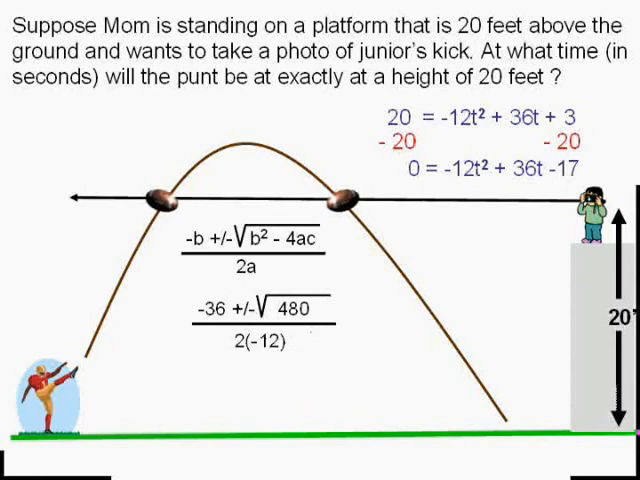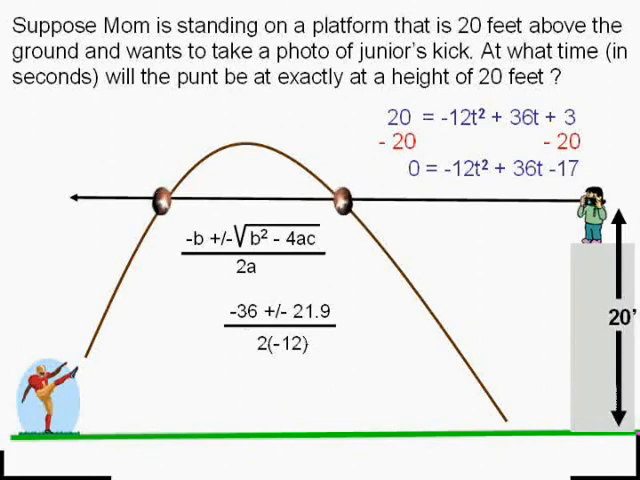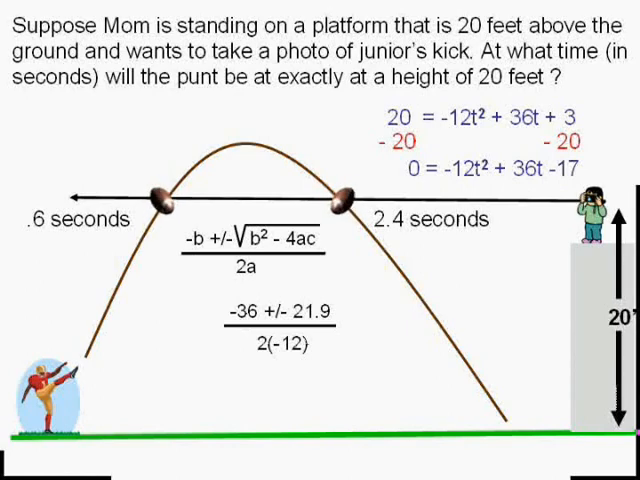Taking the square root of 480, of course we get two answers, plus and minus. So we're going to get two answers to this solution. Now, if you use your calculator to find out what that square root is, and then actually add and subtract it and get the two answers, you'll get 0.6 seconds for this location and 2.4 seconds for that location. So these are the times when the ball will be exactly 20 feet high. Definitely an appropriate use of the quadratic formula.